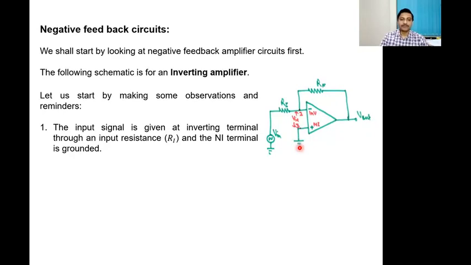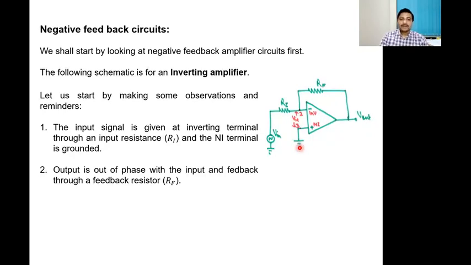Fine, that's observation number 1. Since the input is given at the inverting terminal, the output of the operational amplifier is going to be out of phase with the input, right? So the output V out is out of phase with the input, and this is fed back through a resistance RF to the inverting terminal itself, right? So that's the feedback which is connected here.